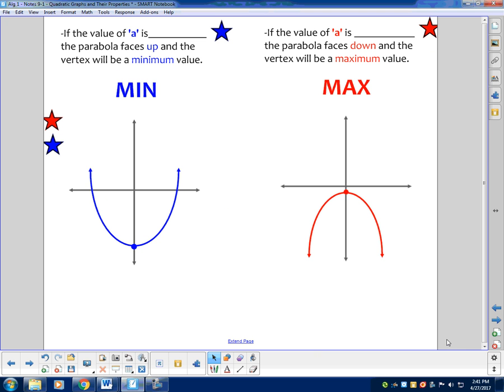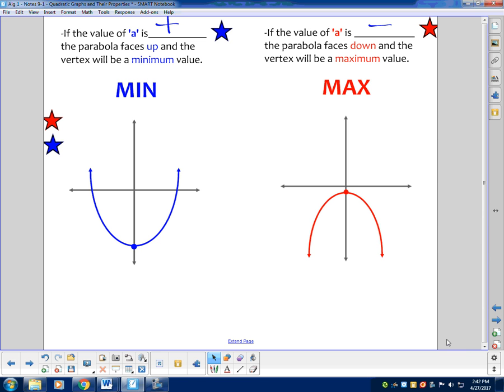So if the value of A is positive, you could put a plus sign there. If the value of A is positive, the parabola faces up, and the vertex will be a minimum. I'm going to ask you to label the coordinate of the min or the max in the classwork. So you just tell me what is the lowest point or what is the highest point on the graph. If the value of A is negative, the parabola faces down like this, and the highest point is the max.